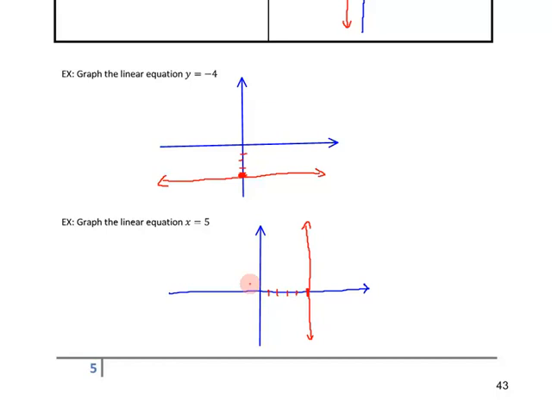Let's do a couple of word problem application problems to make sure that we've got a good handle on what we mean by slope and intercept.